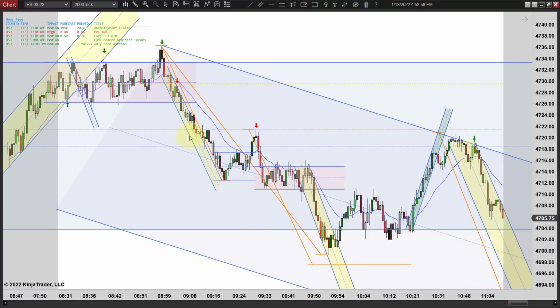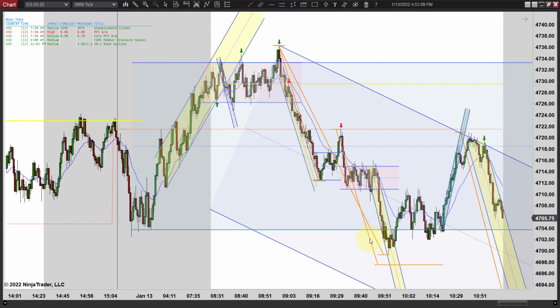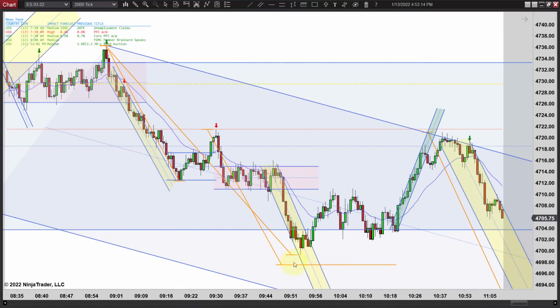But definitely you want to measure this leg, and then where you get this two-legged correction, look for a possible another measured move down. And although we broke below the overnight lows, they just couldn't sustain it yet. It was just too early. There's too much buying coming in at that price level still.